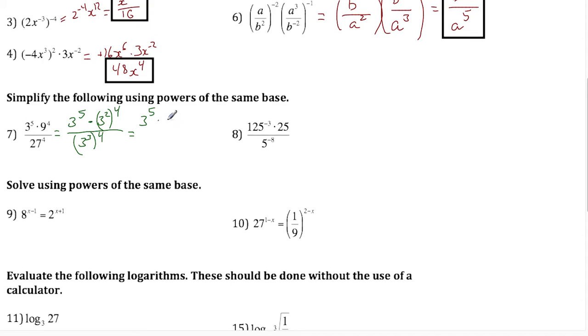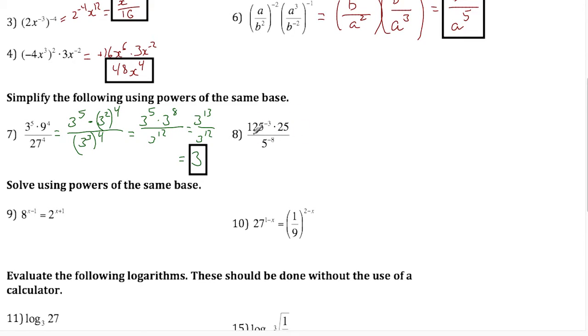So we get 3 to the 5th times 3 to the 8th over 3 to the 12th. This is 3 to the 13th over 3 to the 12th, which reduces to 3 to the 1st, or just 3. Nice and easy.